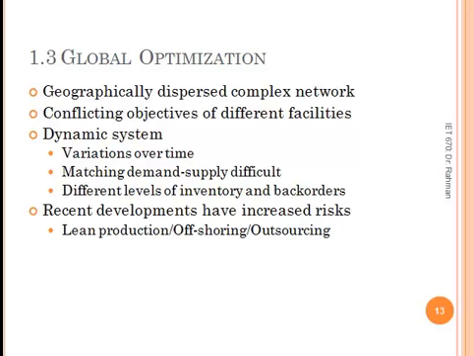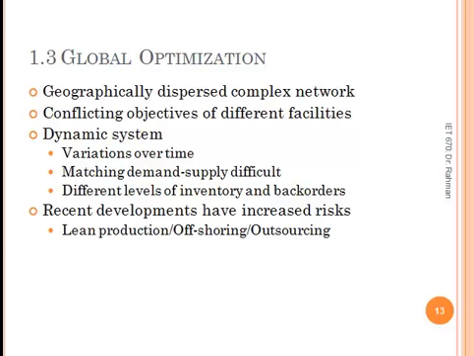The supply chain is a geographically dispersed, complex network, a network with different cultures, different technological levels, and different philosophies of workers and managers and people and customers. Second is the conflicting objectives of different facilities. Then third, it is a dynamic system, so there are always some variations over time. The demand might change over time, and then technology and facilities change over time.